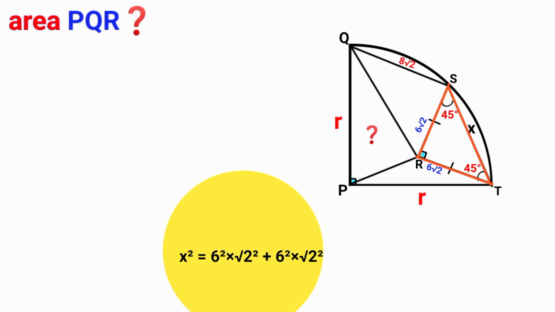6 root 2 all squared is 6 squared times root 2 squared. 6 squared is 36 and root 2 squared is 2. 36 times 2 is 72. 72 plus 72 is 144. So x squared equal to 144. Take the square root of both sides. Here square root of x squared is x, while here square root of 144 is 12. So x equal to 12. That is, the length of this side ST is 12 units in length.